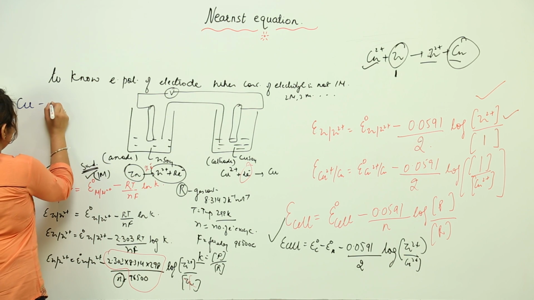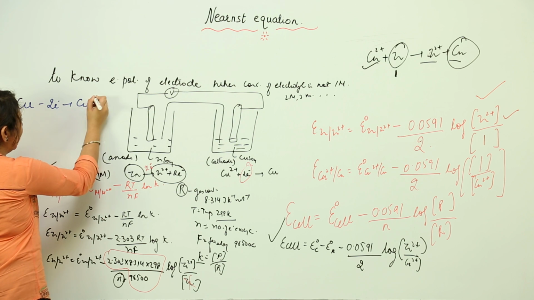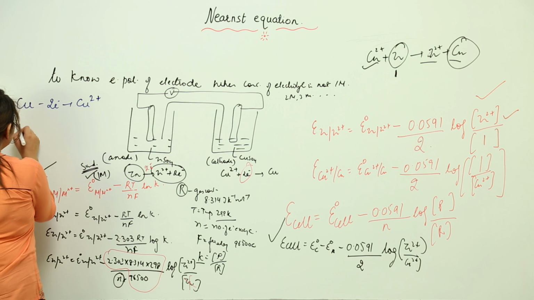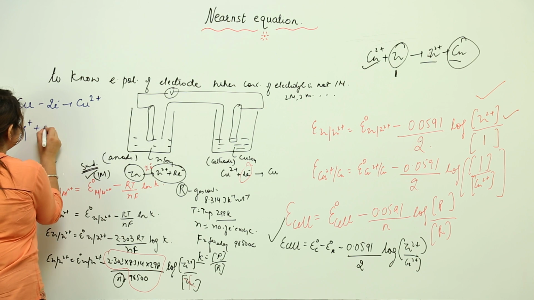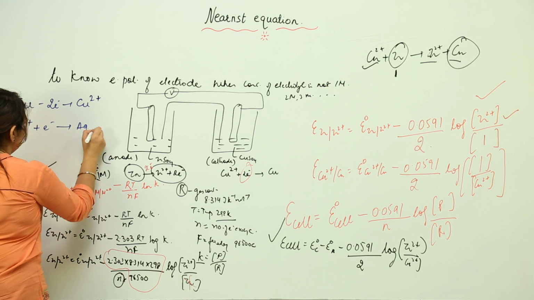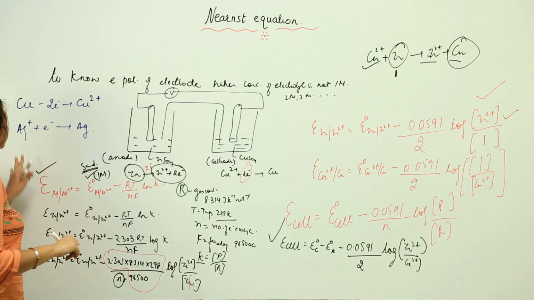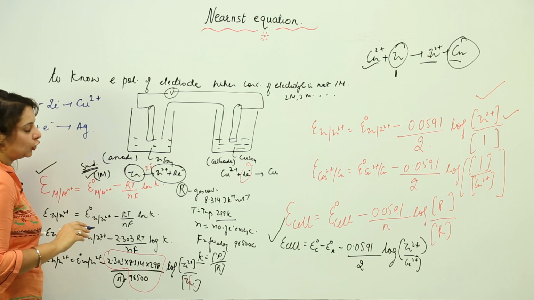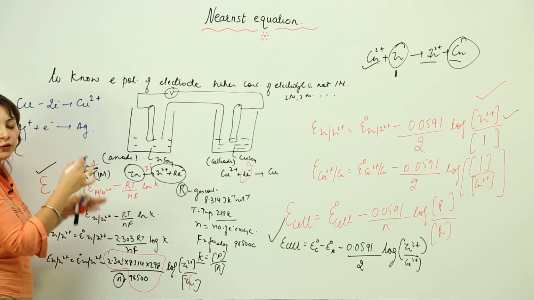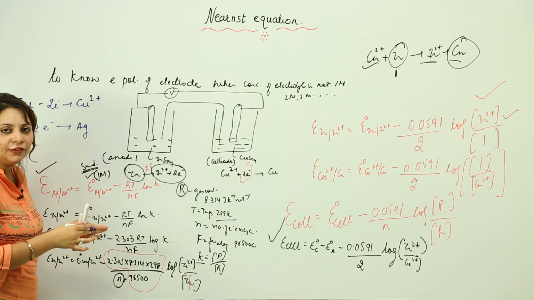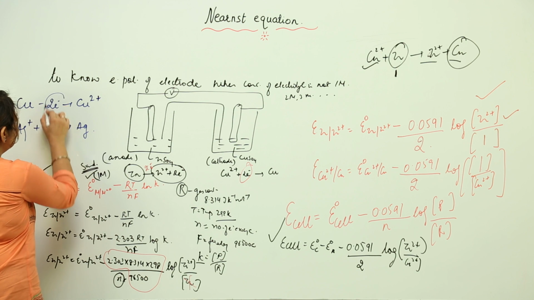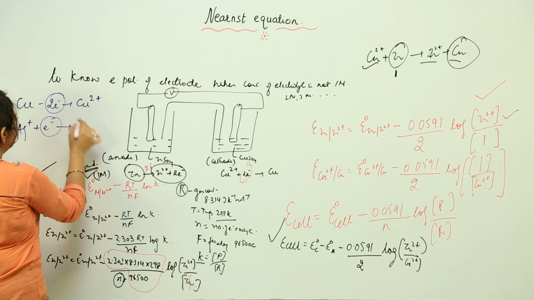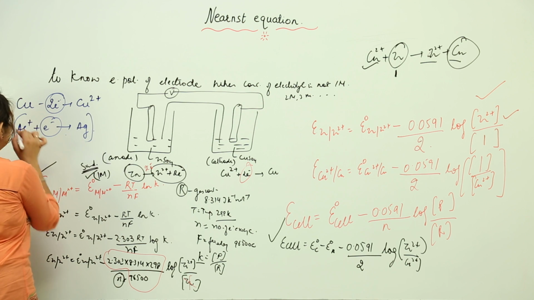Suppose there is a cell where copper loses 2 electrons and forms Cu 2 positive, and there is a cell in which Ag positive is getting reduced. In this case, you can see that it is losing 2 electrons and it is gaining 1 electron. Because you have to make the total number of electrons the same, here it is 2, here it is 1. So, I will be multiplying this by 2 and this by 1. So, that means this is multiplied by 2.